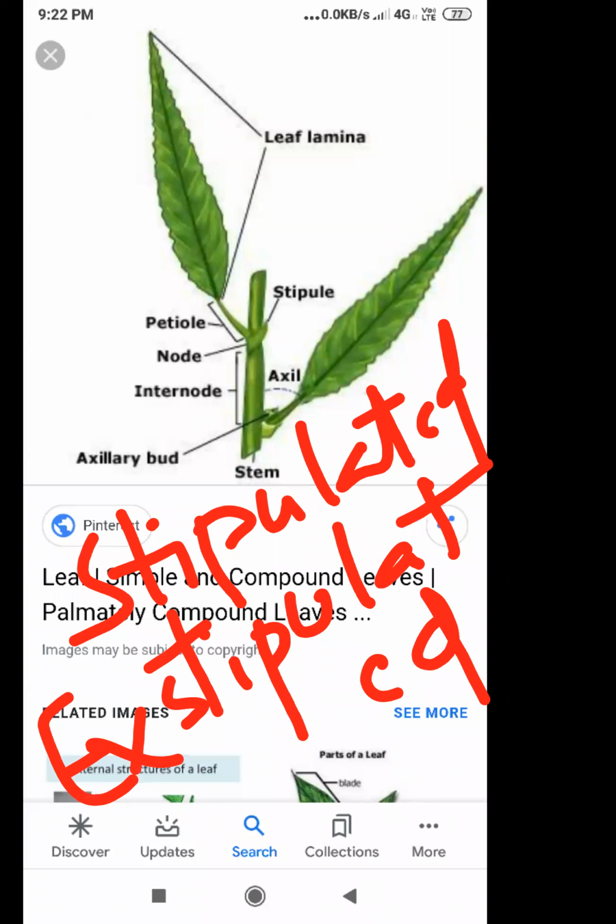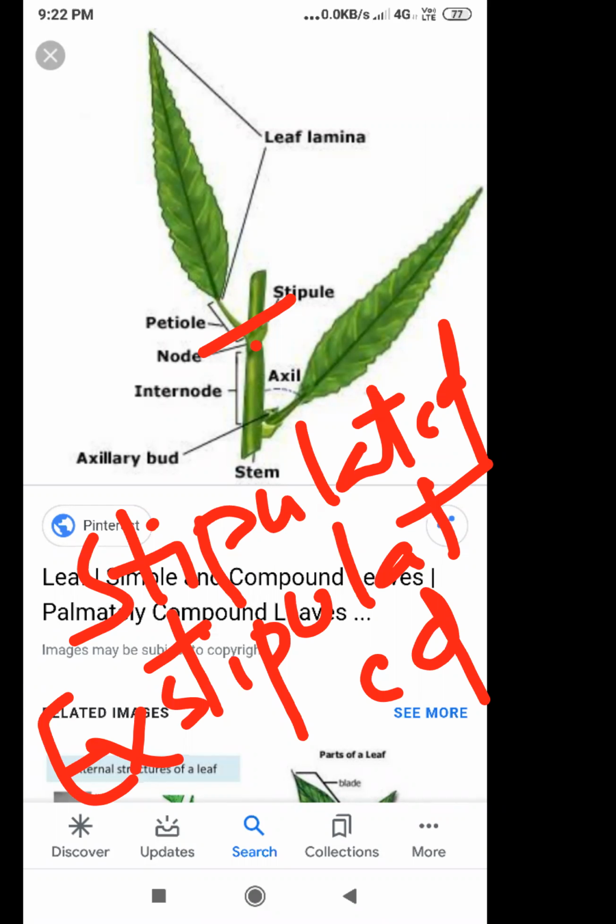Take the petiole. At the base of the petiole, the stipules arise. Stipules are small flap-like structures. You can see them in the picture. They arise at the base of the petiole. This is the base of the petiole. We call these stipules.